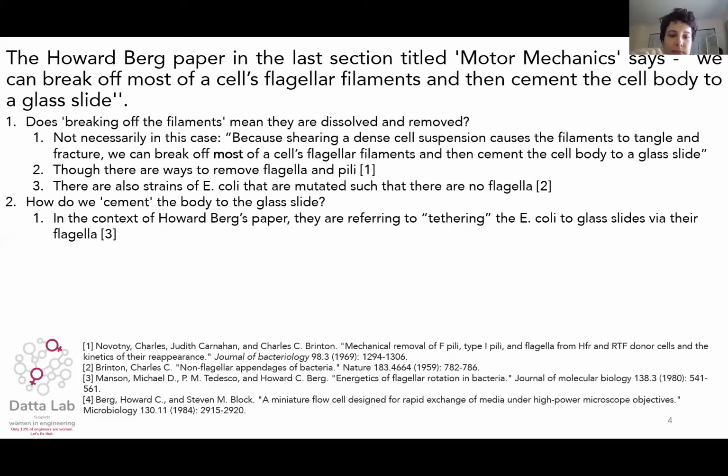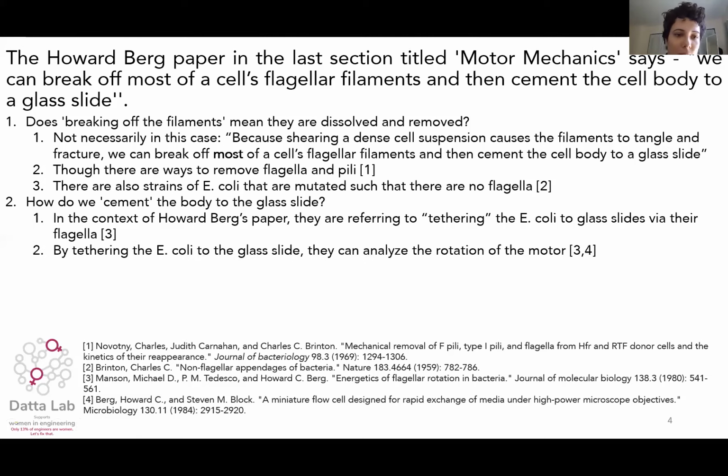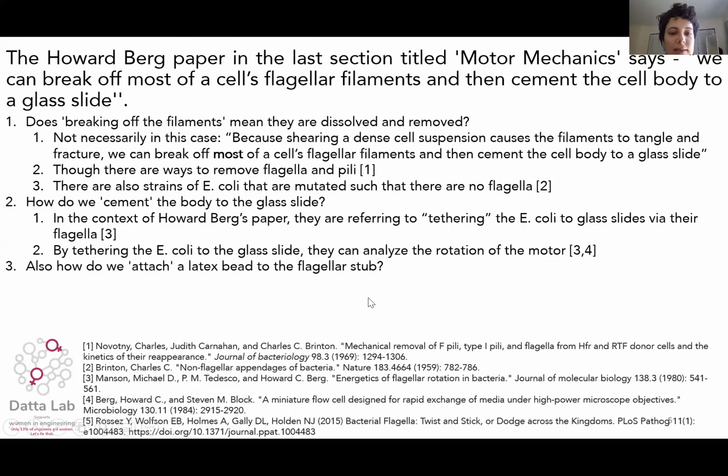And this is similar to the next question. Basically, why they want to tether it to the glass slide is so that the cell is sticking to the slide, and then while they perform the rotation, they can look at the rotor because the flagella is tethered to the glass slide. And so the last question is, how do we attach a latex bead to the flagellar stub?